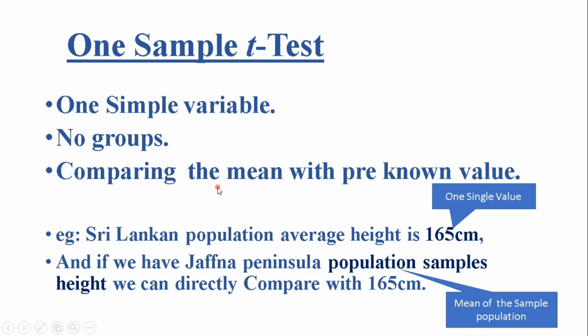So let's say you are conducting another research and you are collecting the sample heights of this particular population, and you can compare that height with this cutoff value. This is like a cutoff value, right? One single value you have. So this is one of the simple t-tests you can perform in SPSS. This is called the one sample t-test. You have only one sample and you are comparing that sample mean with a predetermined value, a pre-known value or a standard, right?